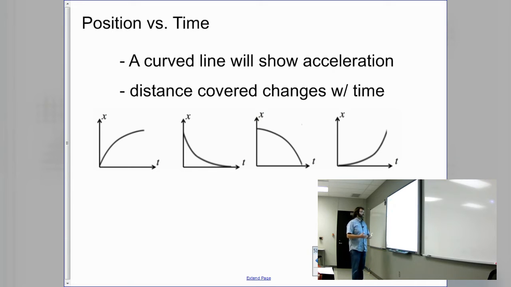A curved line shows acceleration on a position time graph because the distance changes with time. It's not covering equal distances in equal amounts of time. There are different curves, obviously, depending on what the object is doing, if it's speeding up or slowing down, if it's speeding up in the negative direction or slowing down in the negative direction. Again, those different variables will represent different curved lines, but still, everything on a position time graph that shows acceleration is going to show a curve.